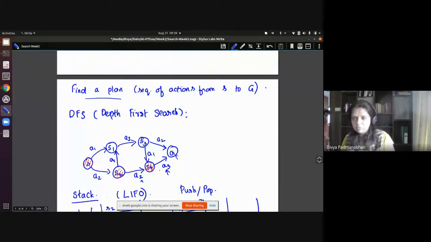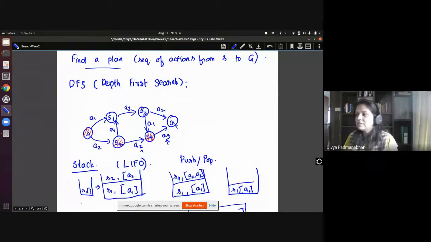So this was the depth first search algorithm. It's almost identical to what you learned in your algorithms class. The only difference is that you now care about the sequence of actions.